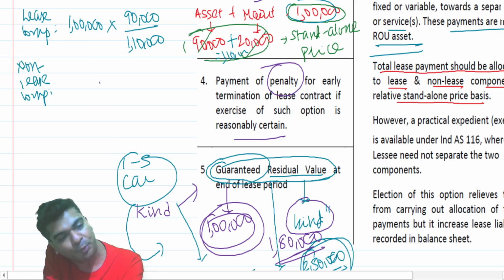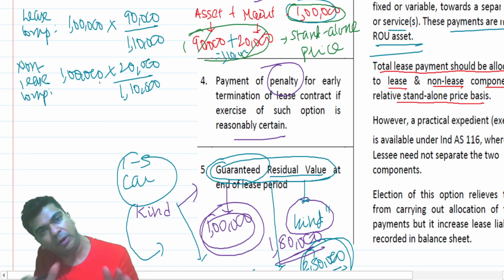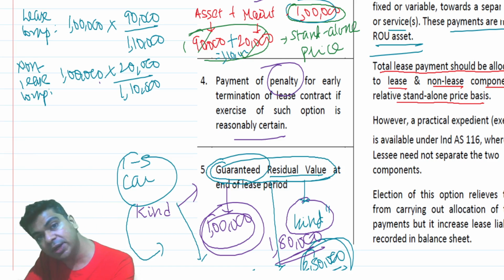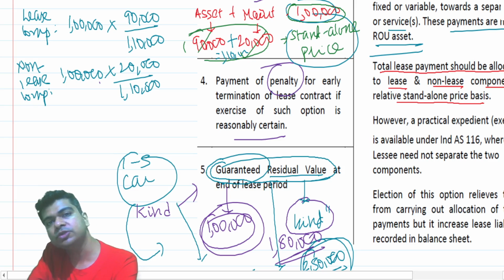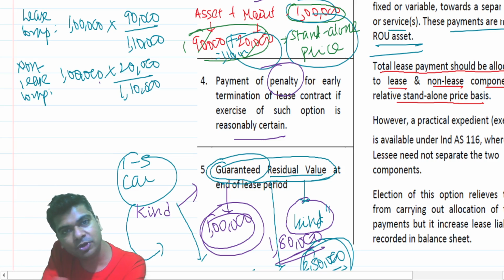The non-lease component will be 1 lakh into... I don't want the answer, I'm just giving you the reference. In the ratio of the standalone prices, I am bifurcating the lease rent of 1 lakh. Your package deal of 1 lakh included a lease component and a non-lease component. I asked you what are the standalone prices. Exclusively only asset, how much lease rent? Exclusively maintenance, how much will be your charges?